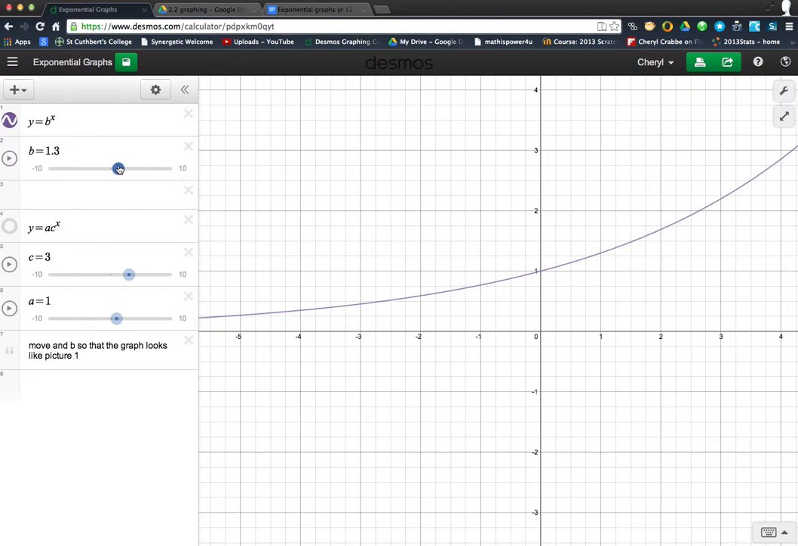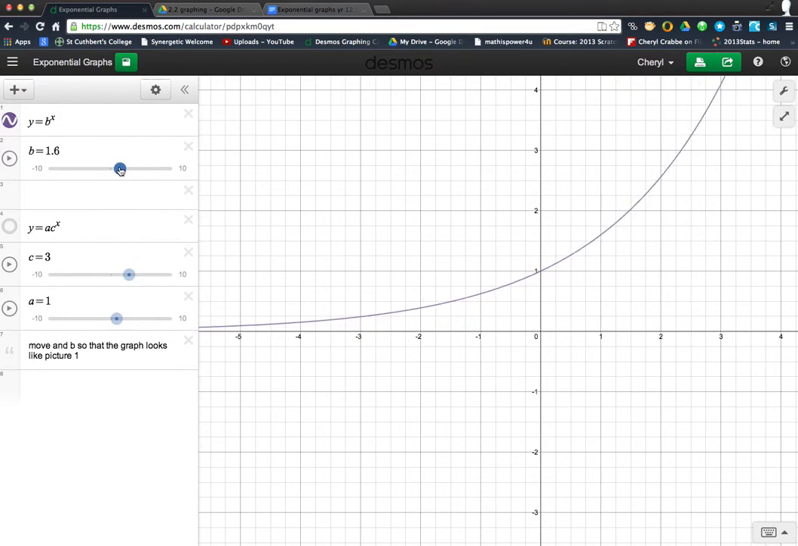Now you'll notice that when b is greater than 1, it shows this kind of graph. This is called a growth curve. So going from left to right, this graph is increasing at an exponential rate, which happens quite frequently when you're talking about populations of species and microorganisms and so on. Their population increases exponentially. So that's what happens when b is greater than 1.